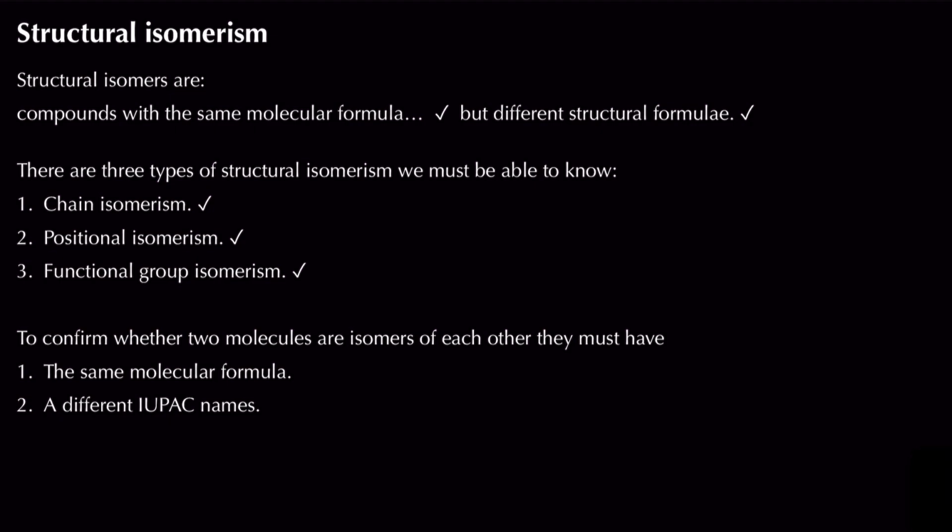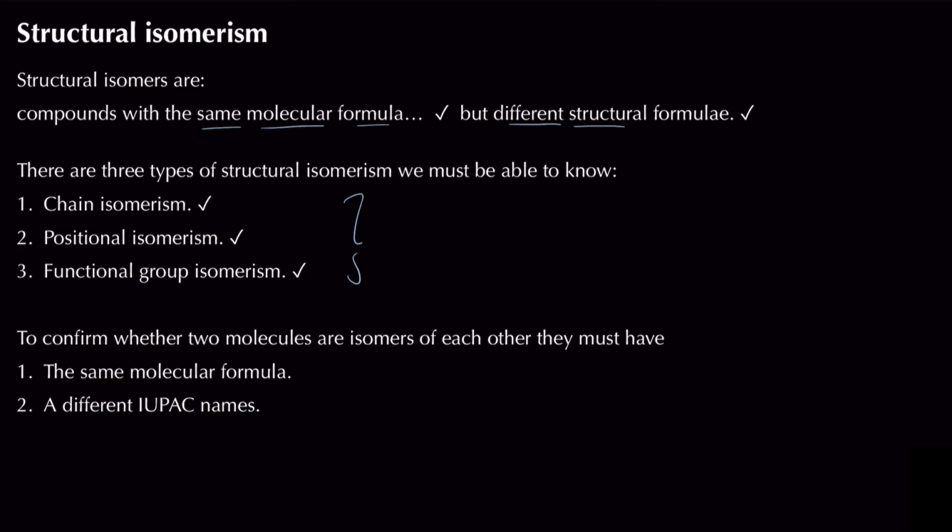So in this video, we're going to be looking at structural isomerism. Now, structural isomers, we say that they're compounds with the same molecular formula, but with different structural formula. There's three different types of isomerism we need to be aware of. There's chain isomerism, positional isomerism, and then functional group isomerism as well. We need to be able to memorize these and apply them to different exam questions and different molecular formula.